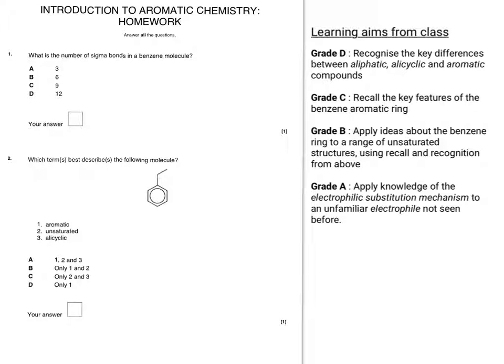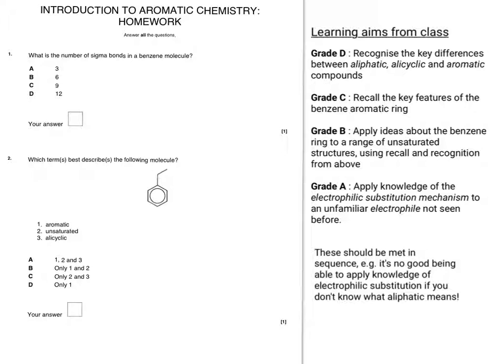Before we move on to grade B and grade A type challenges, which require you to start doing some application, which is why the word apply pops up there. Applying ideas and then applying knowledge to something familiar is how you get from B to A. It's important to point out that they shouldn't be taken in isolation. They should be taken in sequence, starting at grade D and then moving up through the scale of the grades. For example, if you happen to be able to apply knowledge of electrophilic substitution, but you weren't able to work out what aliphatic actually means compared to alicyclic and aromatic, you're still stuck at grade D, unfortunately. So it's important to make sure that all of them are looked at as a whole.